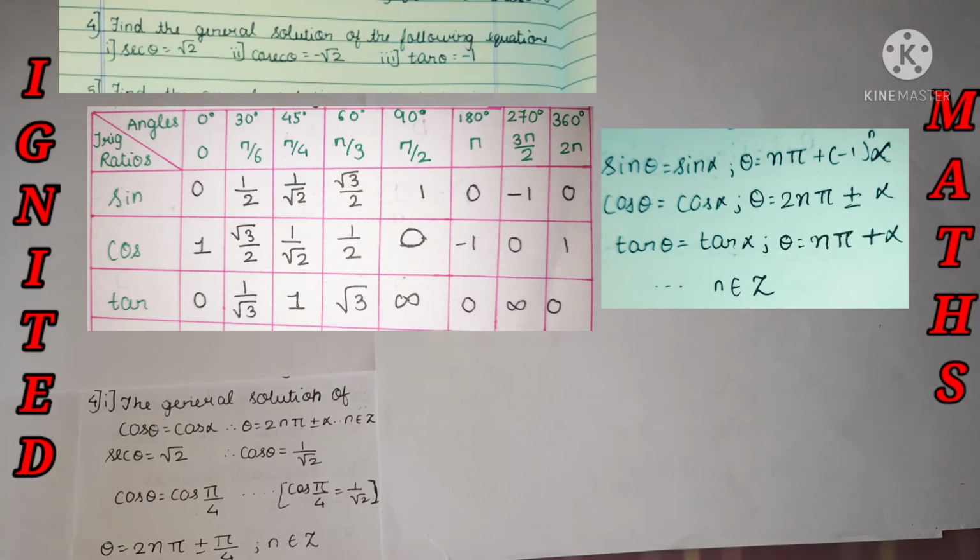To the fourth main question, here also we need to find the general solution, but over here the negative part is involved, like cosec theta is equal to minus root 2, tan theta is equal to minus 1.